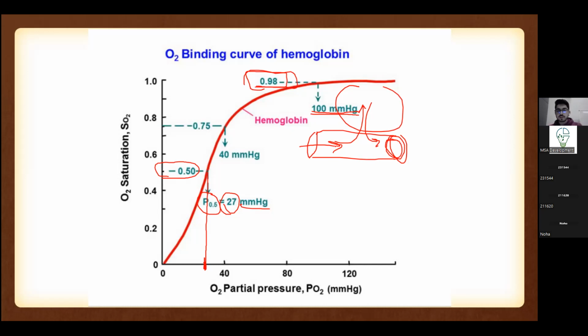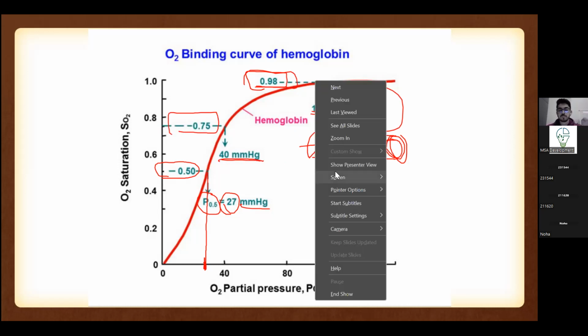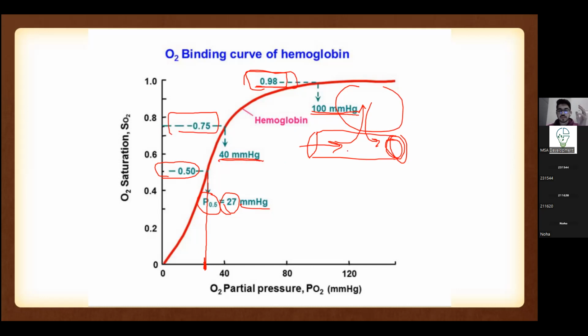The third point is the point of 40 millimeters mercury, where we would have a saturation of 0.75. Where can we find 40 millimeters mercury partial pressure? It's in the same place, but at the beginning of the capillary. When mixed venous blood comes, it's going to have a partial pressure of about 40, and a saturation of 0.75.